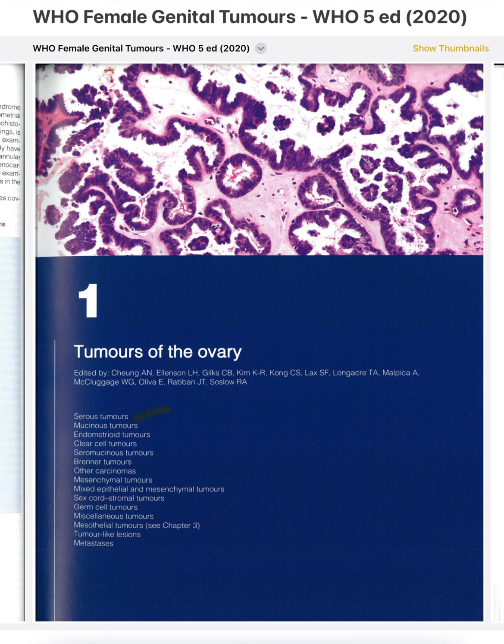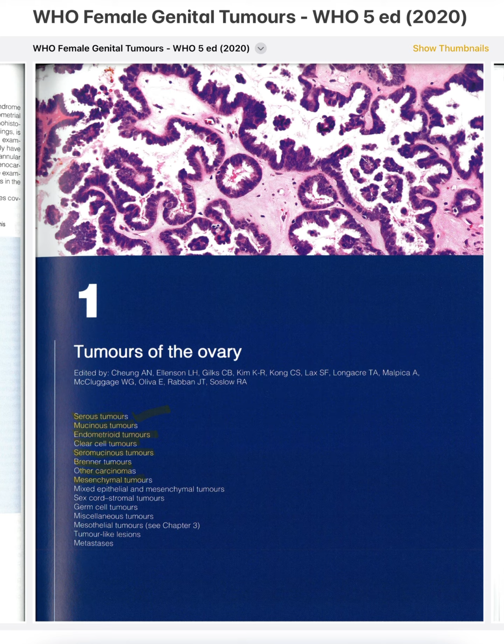So, in epithelial, we have serous tumor, then we have mucinous tumor, we have seromucinous tumor, we have clear cell tumor and endometrioid tumor. If you'll remember like this, you'll remember serous, mucinous, seromucinous, clear cell and endometrioid, and then Brenner's tumor and other carcinomas.